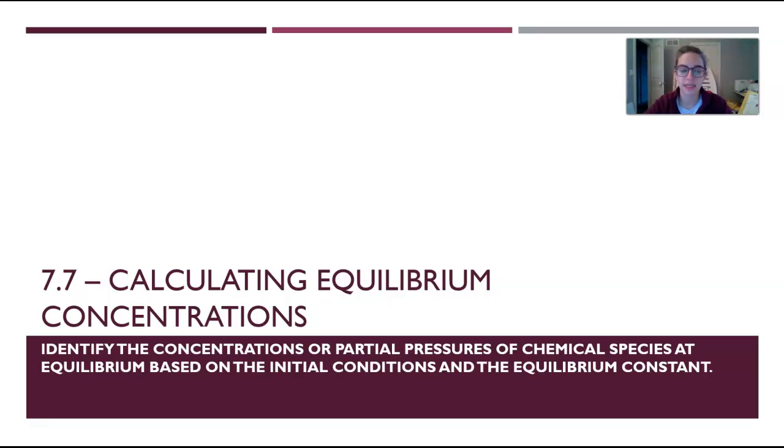This video is for topic 7.7, calculating equilibrium concentrations. The objective for this topic is to identify the concentrations or partial pressures of chemical species at equilibrium based on the initial conditions and the equilibrium constant. So we're going to use our equilibrium expression, but instead of solving for our constant, we're going to use our constant and some known information to solve for either the concentrations or partial pressures at equilibrium. We're using the same equations, we're just solving for something different.